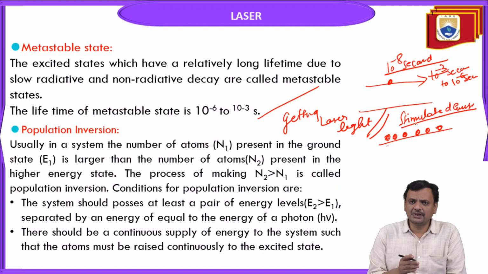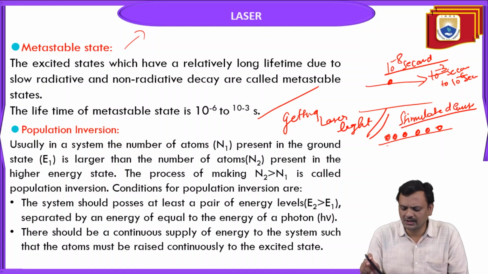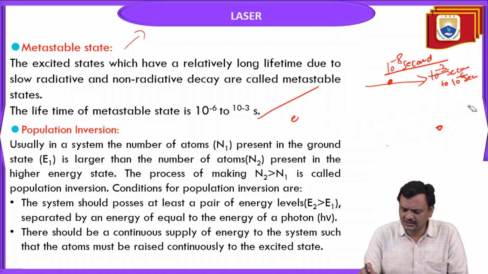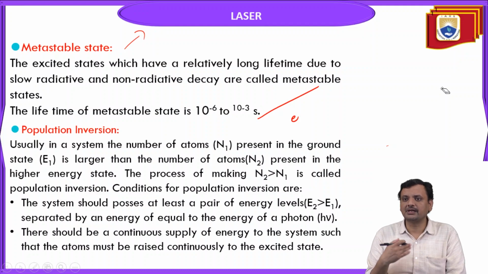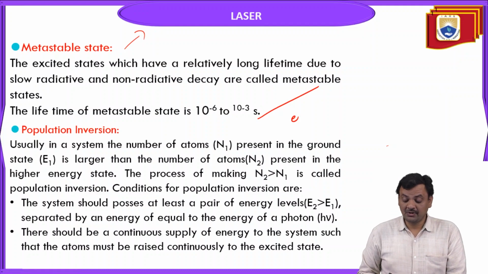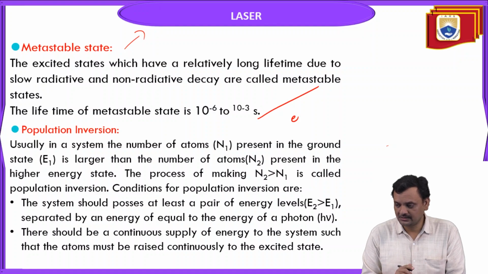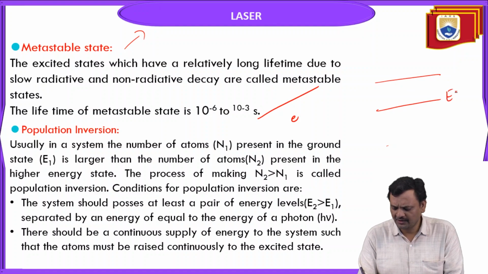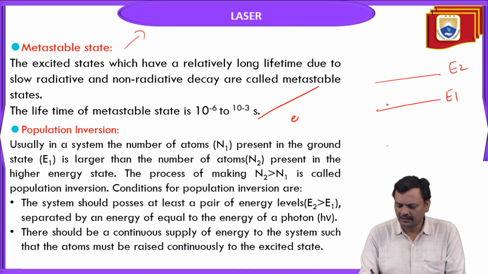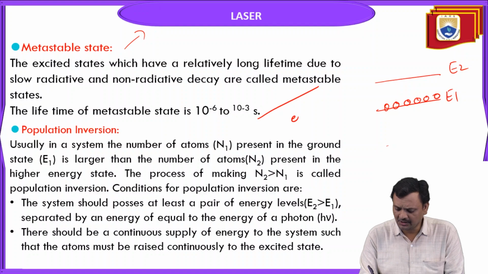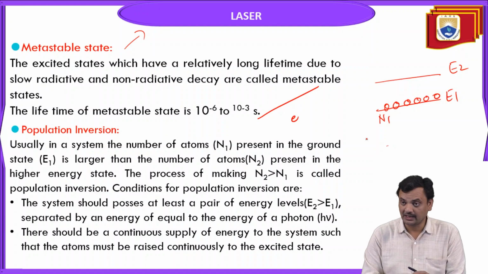So one more concept is interrelated with this meta-stable state, and that is known as population inversion. So what is population inversion? Population inversion is the case where the number of electrons in the excited state is greater than the number of electrons in the normal ground state. Let's suppose there are two levels, E1 and E2, and in the normal condition the total number of available electrons is N1.